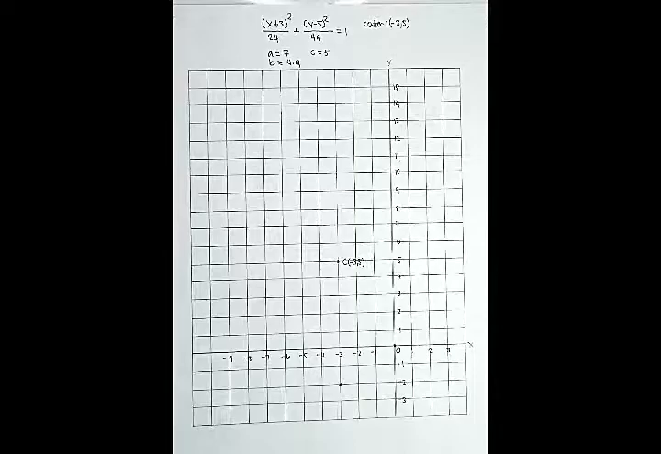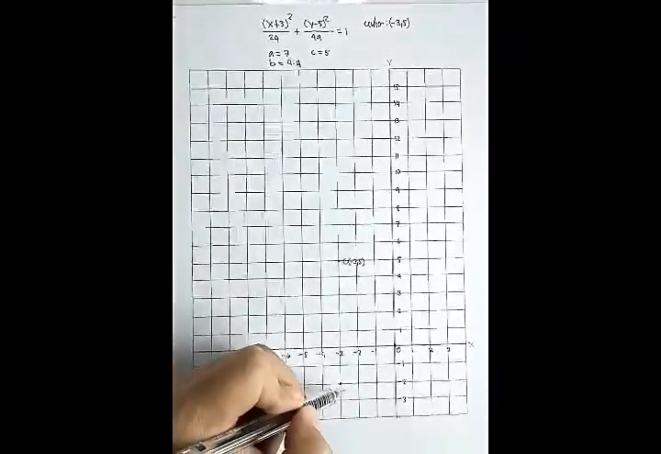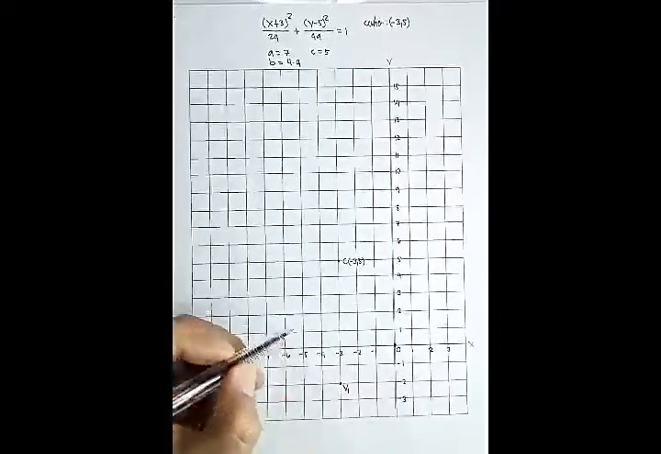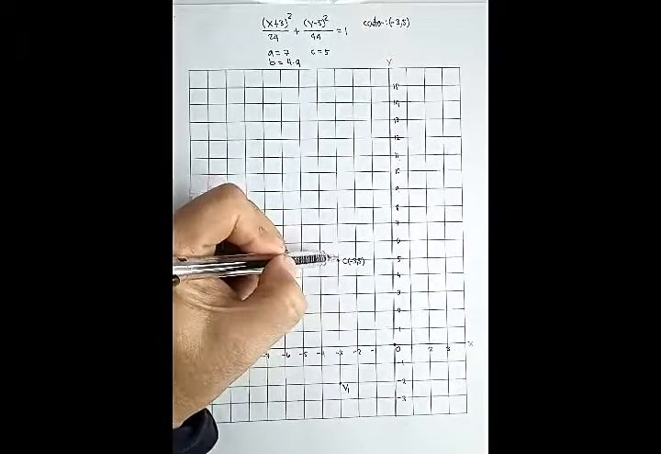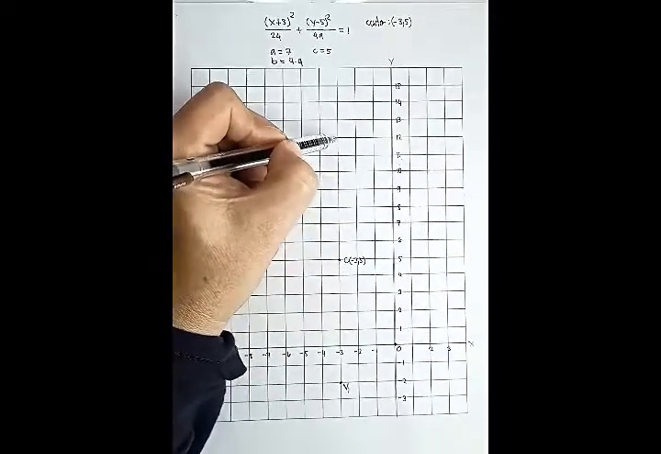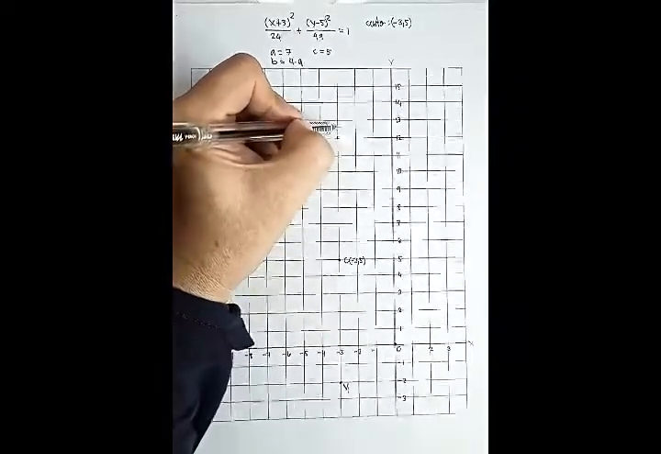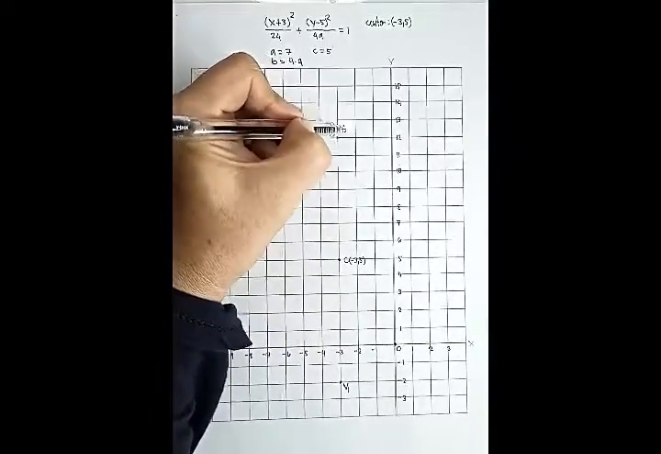This is now our V1. And then count po tag 7 pataas. 1, 2, 3, 4, 5, 6, 7. This is now our V2.